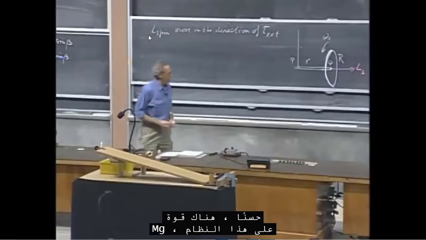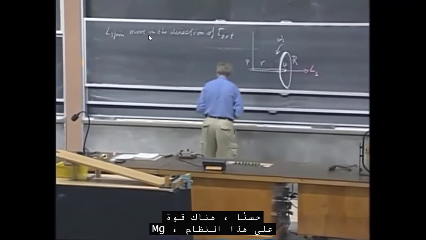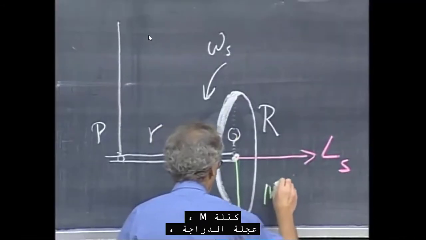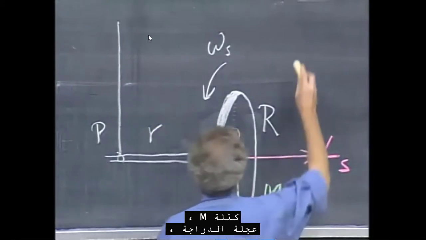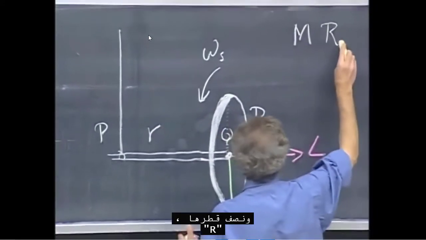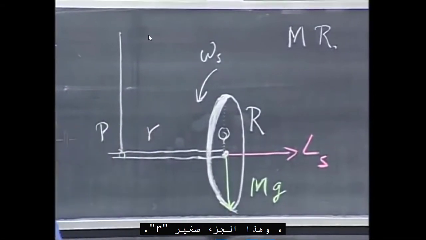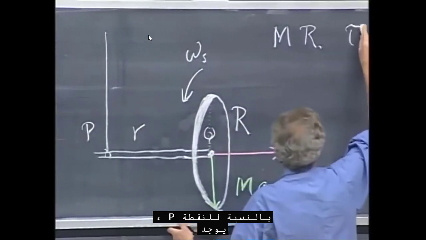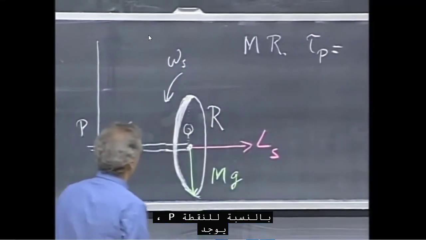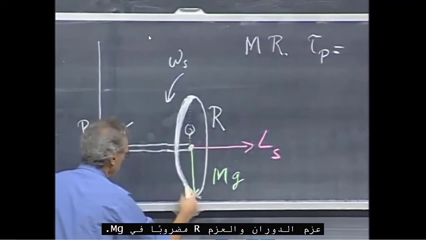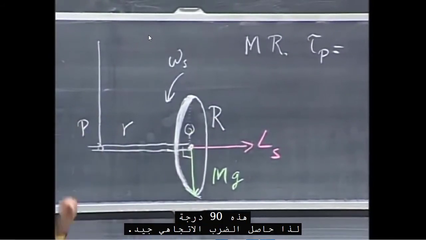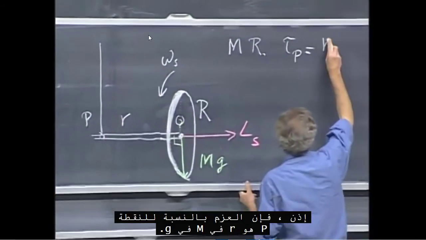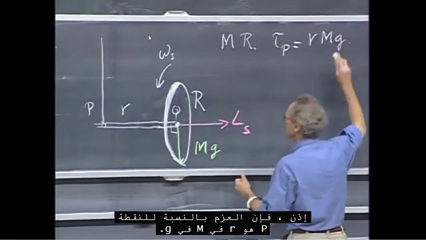Well, there is a force on this system, mg, and that force is in this direction. It has a mass m, the bicycle wheel, and it has a radius capital R, and this part is little r. So relative to point P, there is a torque. And the torque is R times mg. This is 90 degrees. So the cross product is nice. The sine of that angle is 1. So the torque relative to point P is R times m times g.